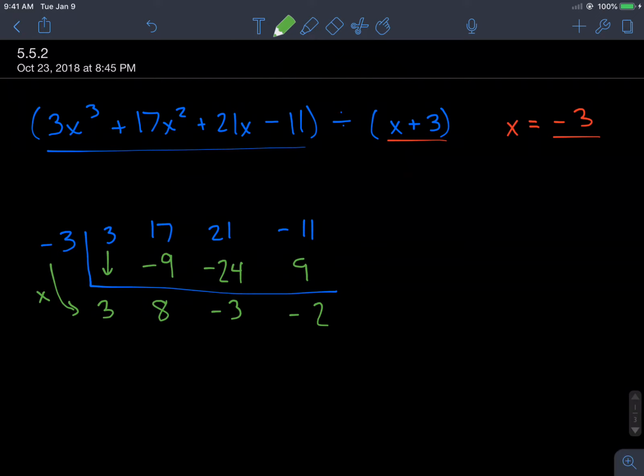We did this exact same example on the long division video. If you look up at that example, you will probably see the minus 9, the minus 24, and the 9 that were all subtracted. They're the opposite signs of what we had here, but we see some of those same values. And then you also see the 3, the 8, the negative 3, and the negative 2 was our remainder.